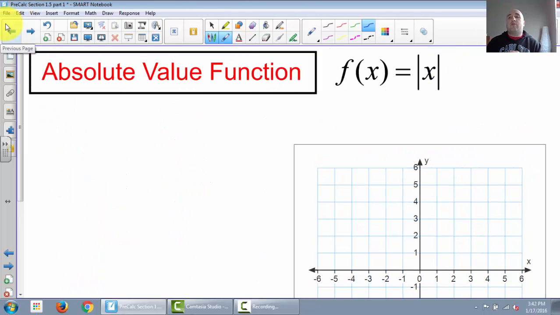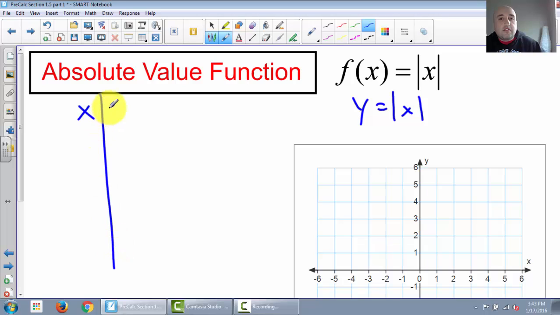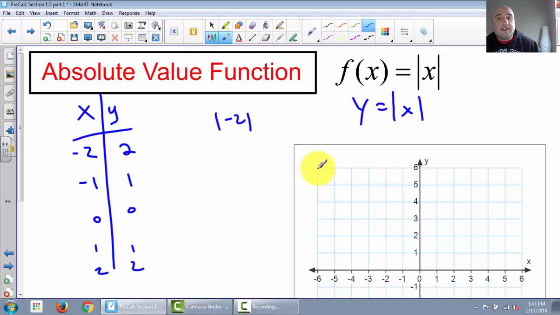All right, and then the last one we have is the absolute value function. This one's pretty easy. y equals absolute value of x. So x, y: -2, -1, 0, 1, and 2. So what is the absolute value of -2? +2. So all of these just turn into positive. Okay, and let's plot them. So -2, 2, -1, 1, 0, 0, 1, 1, 2, 2.